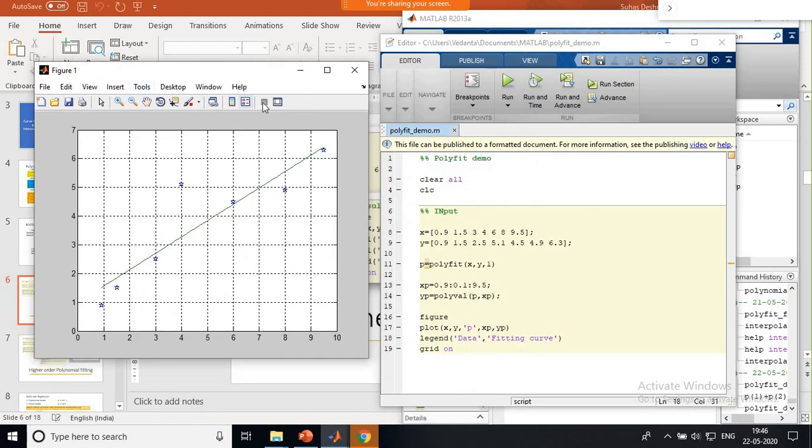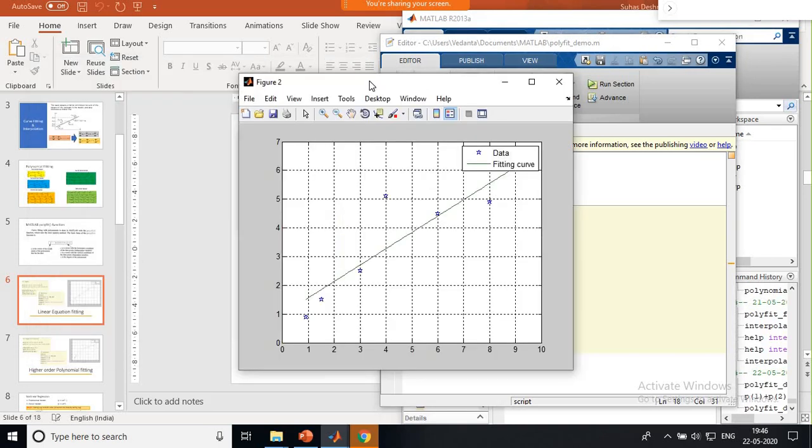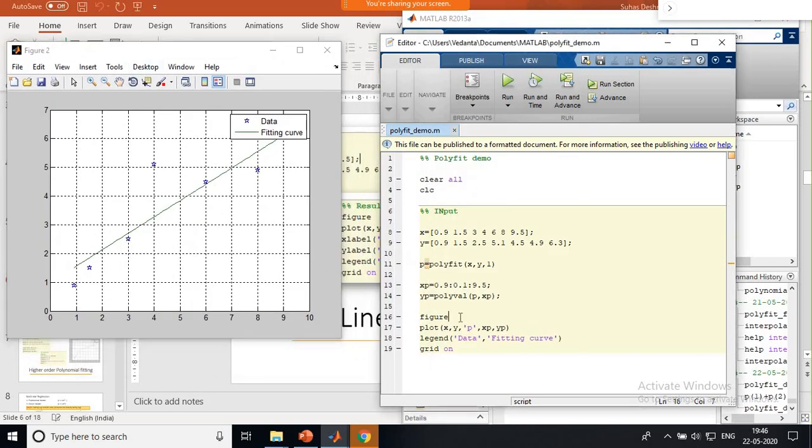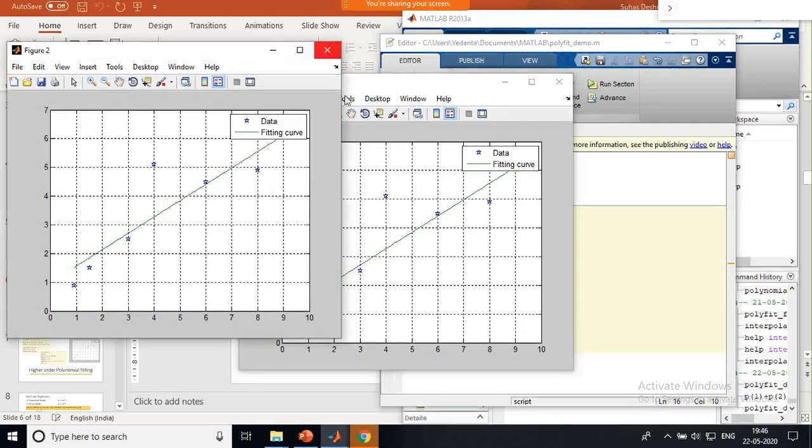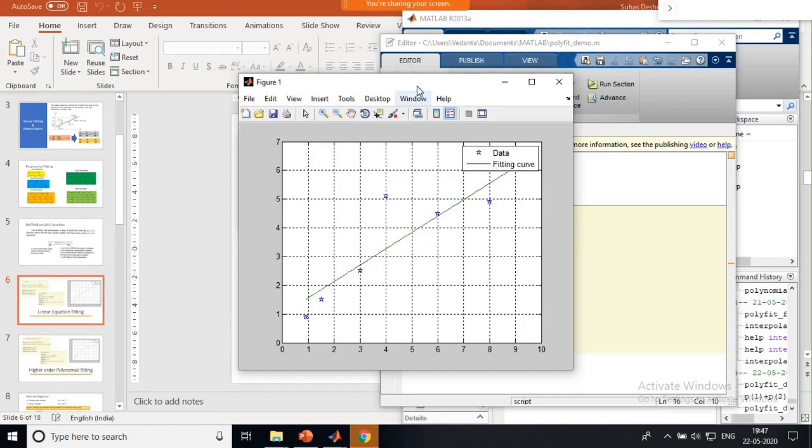So here you can see, I provided only the figure, I did not provide any number. If I provide a number, it will replace that figure. If I provide only the figure, it will create a new figure every time. That is what happens. So you can see the data points are this and the plotting is this.